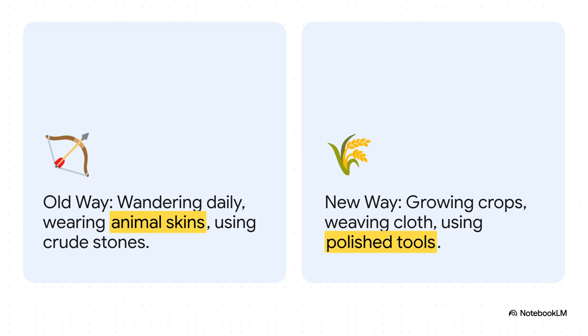Think about it. The old way meant wandering daily just to find enough calories to survive, wearing rough animal skins, and relying on chipped stones. The new way? They are suddenly growing crops like wheat, barley, and rice. They are spinning plant fibers to weave actual cloth, finally replacing those heavy animal skins. And they are using finely polished stone axes and tools that were smooth and incredibly efficient.